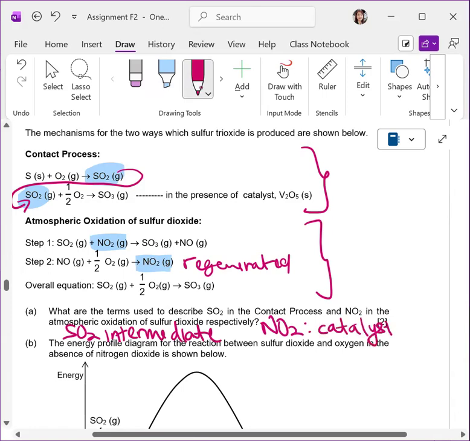And how do we confirm further that it's a catalyst? You can see that in the overall equation, there is no NO2 appearing. Because for an overall equation, usually we will just display the reactants and the products. So we are not seeing the catalyst.